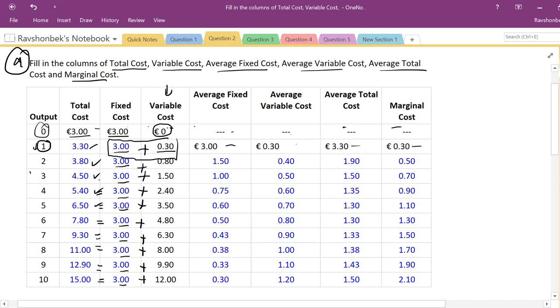Right, now average fixed cost is equal to basically take the fixed cost, that's 3, so 3 over 1, because output is 1 and fixed cost is 3.